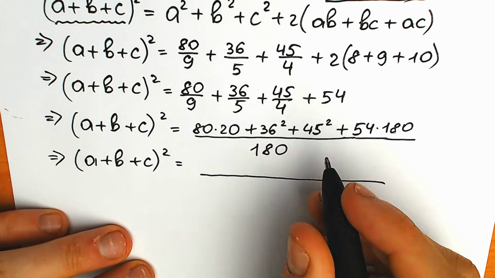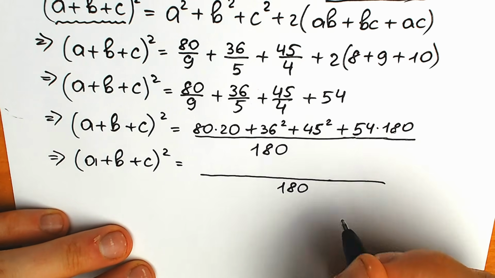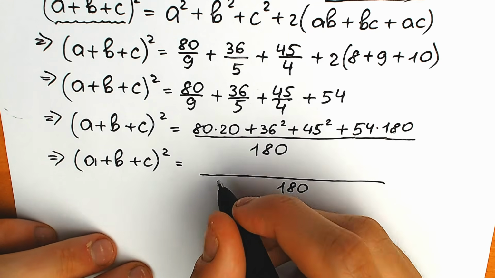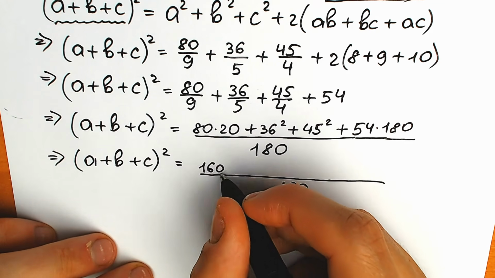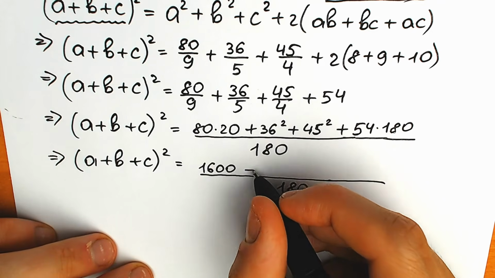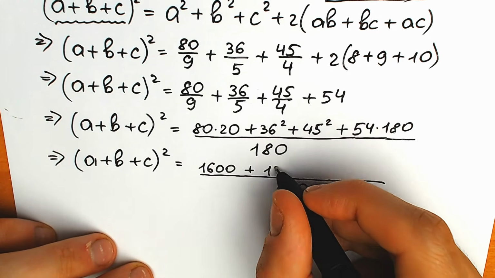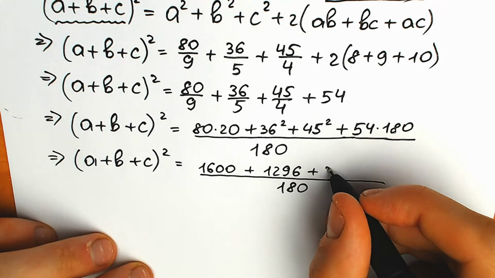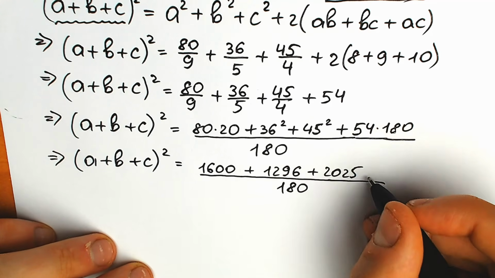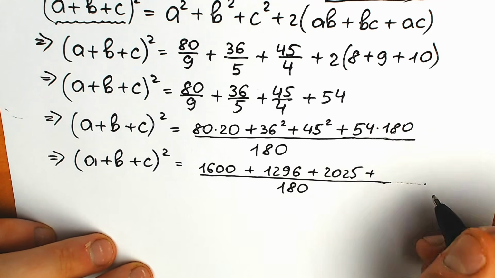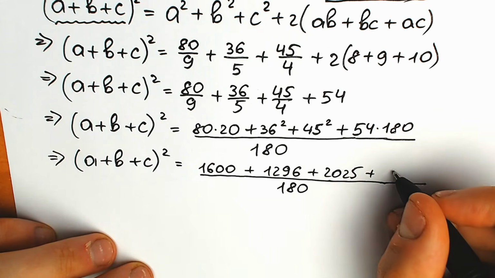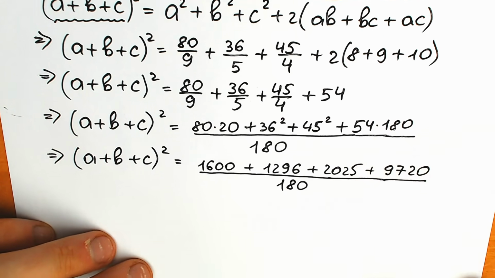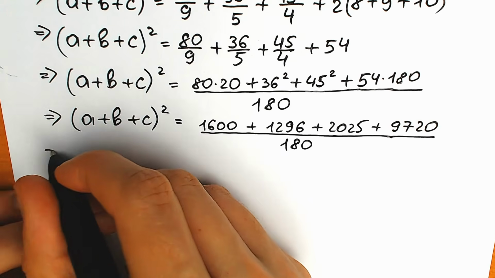Let's simplify first of all our numerator. So 180 is our common denominator, and let's multiply everything from here. So 80 times 20 equals 1600, plus 36 squared, 1296, plus 45 squared, we have 2025, and when we multiply 54 times 180, we get 9720. Okay, right now let's add everything in our numerator.